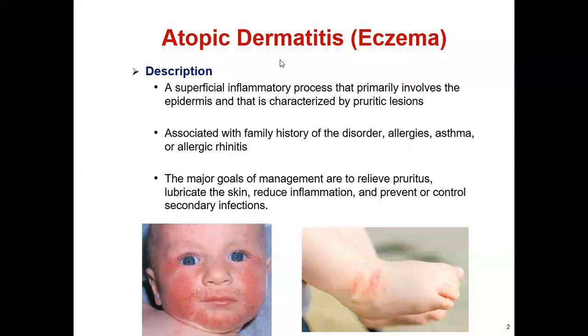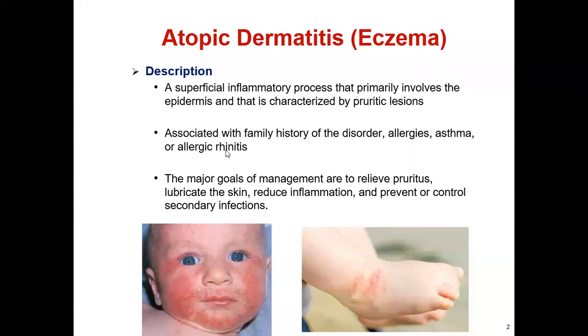So atopic dermatitis, also called eczema, is a common chronic inflammatory skin disease. Commonly, we refer to atopic dermatitis as a superficial inflammatory process that primarily involves the epidermis and is characterized by pruritic lesions. It is associated with a family history of the disorder or allergies, asthma, or allergic rhinitis.